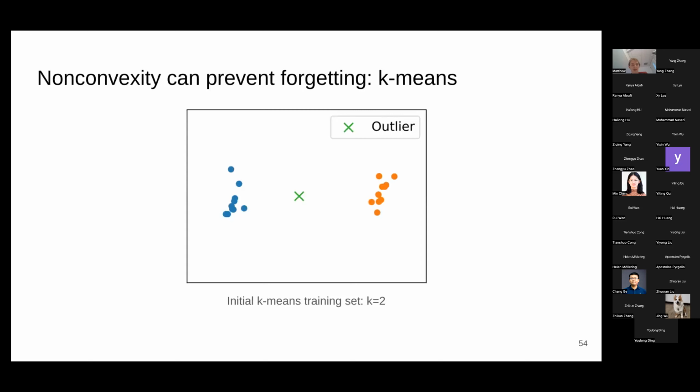To show that it prevents forgetting, we're going to set up a non-convex k-means problem where we have 3 clusters in the data. We have a blue cluster on the left, a green cluster in the middle, and an orange cluster on the right. And we're going to set k equal to 2. K-means needs to find 2 clusters that describe these 3 well. Because the green cluster is in the middle, the choice is essentially: do we merge the green cluster with the blue one or with the orange one?